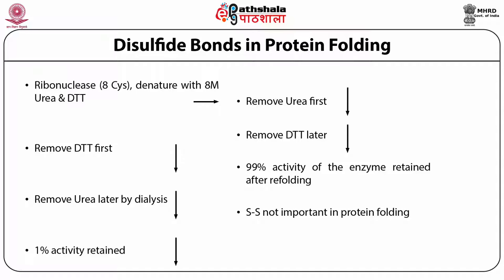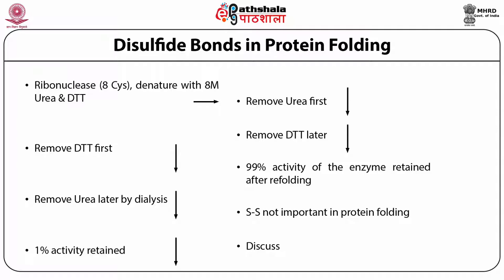Now, another question I would like to ask is, why is only 1% of activity retained when you allow the disulfide bridges to form first? As we discussed before, this ribonuclease has 8 cysteines. 8 cysteines means it can form 105 conformations. So out of 105 conformations, only one conformation is active. So 1 out of 105 is approximately 1%. And that's how you have only 1% of activity when you allow the disulfide bridges to form first.